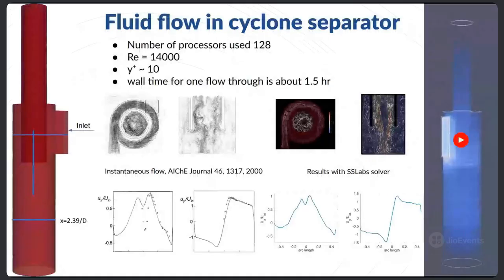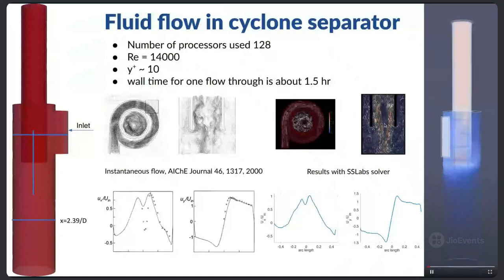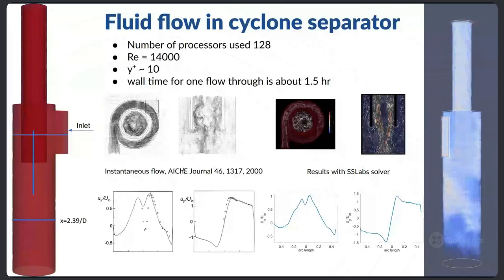So I'll start with the problem that is of interest to chemical engineers, and that's cyclone separation. What I'm showing here is a benchmark simulation from literature. This is from the AIChE publication mentioned here. And the Reynolds number for this simulation is around 14,000.